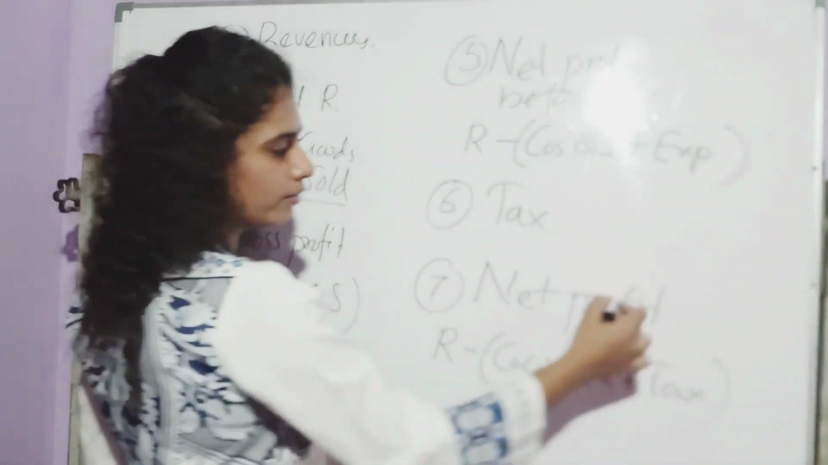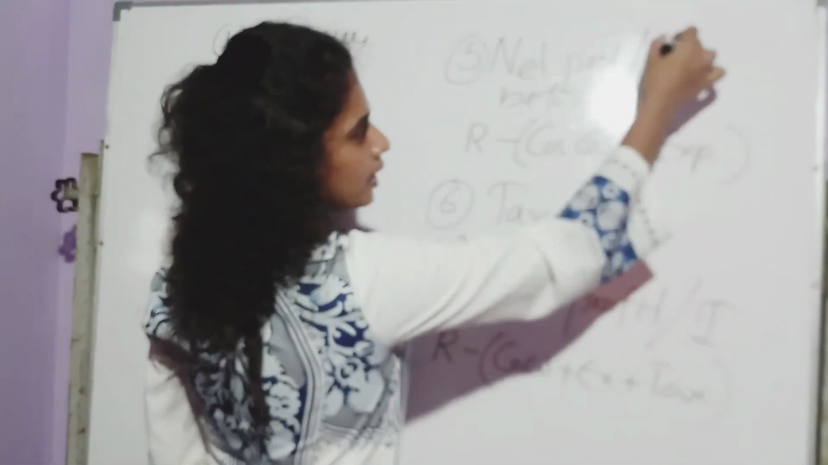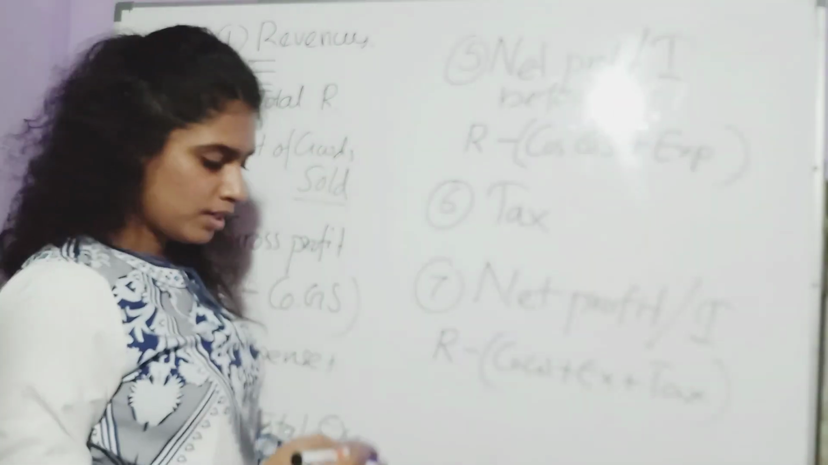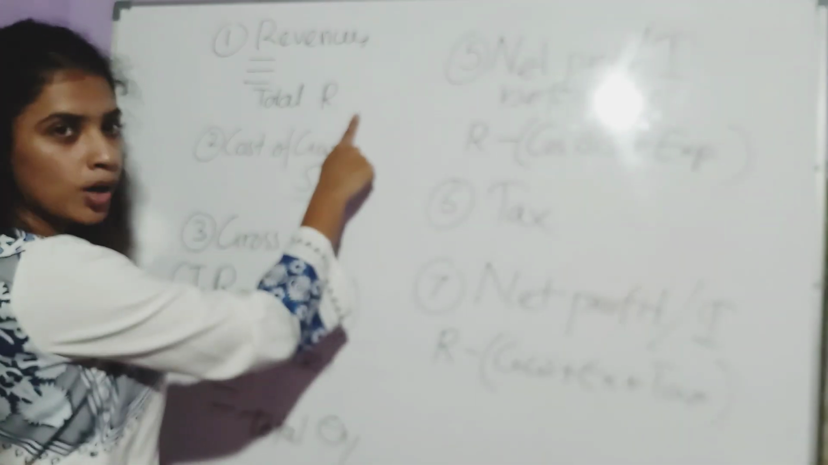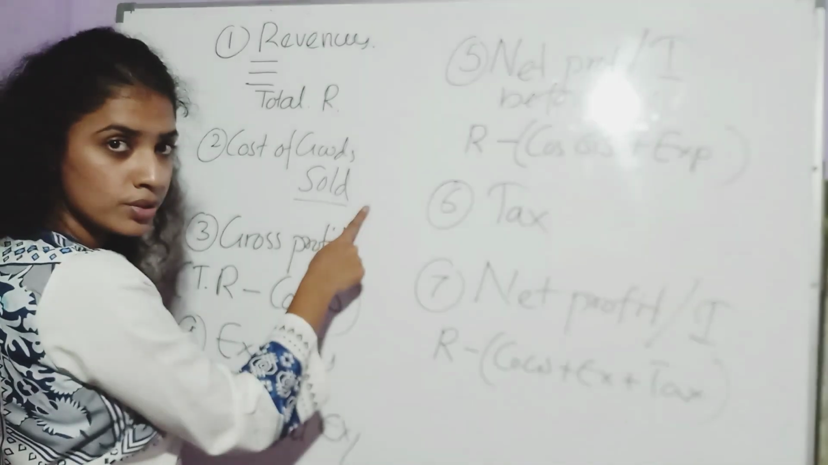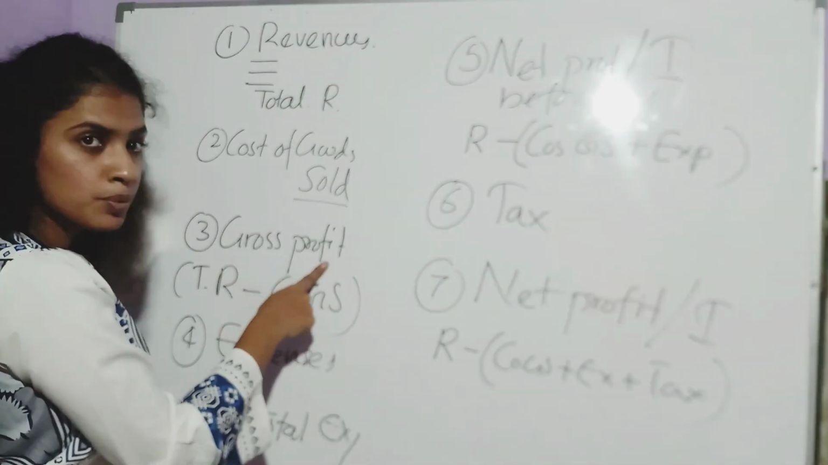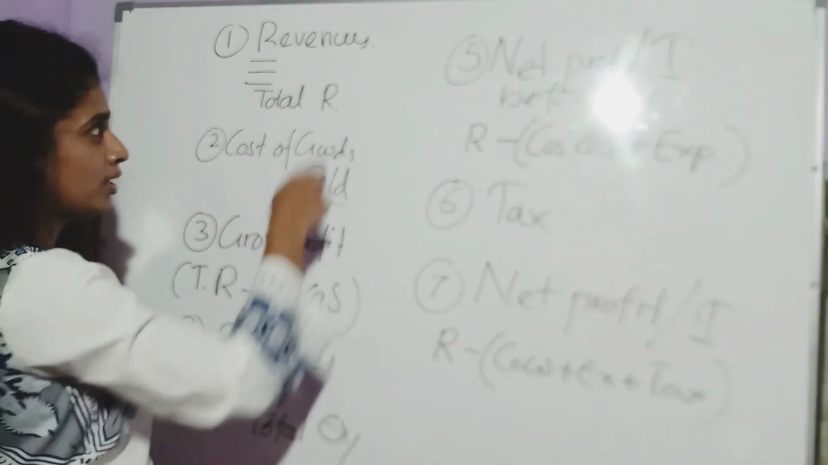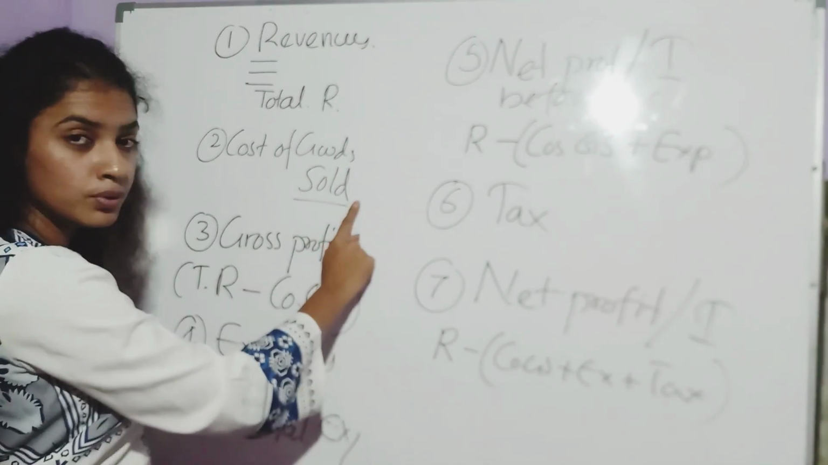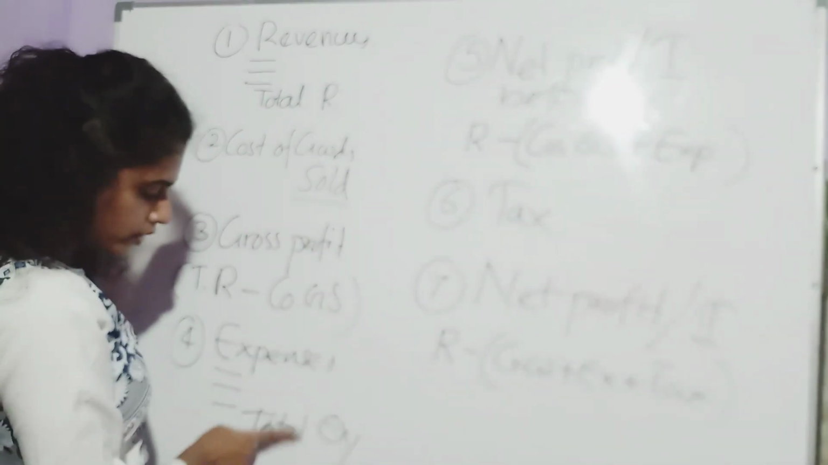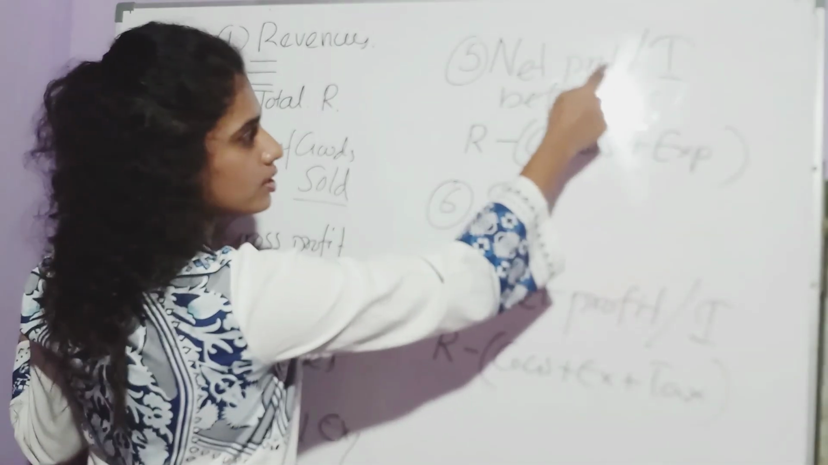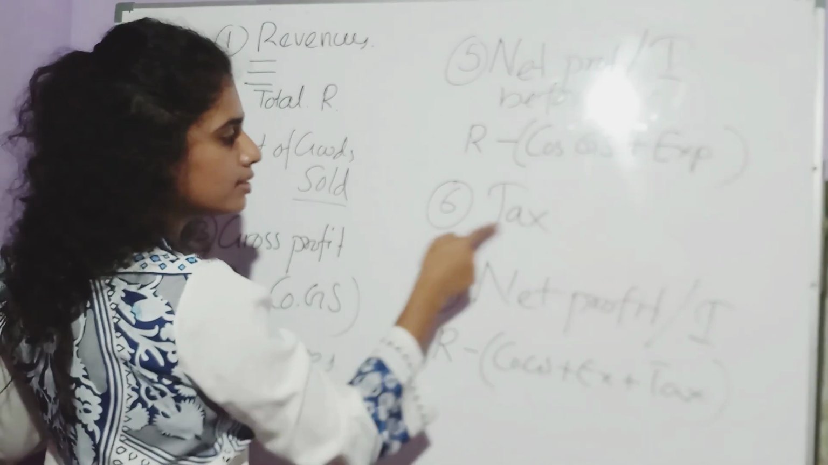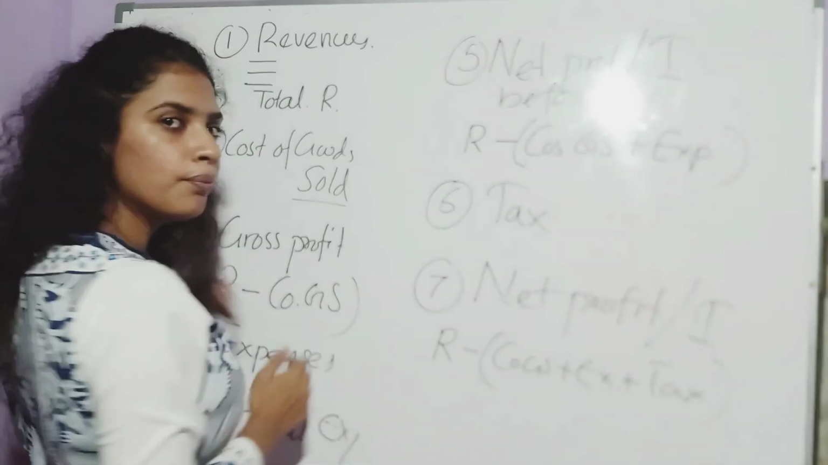It's also fine, right? So those are the 7 elements. First the revenue with the total of it, cost of goods sold second, third one gross profit. Fourth one expenses. Here also we need to get the total of that. Then fifth one net profit before tax, 6 tax, 7 one net profit, right?